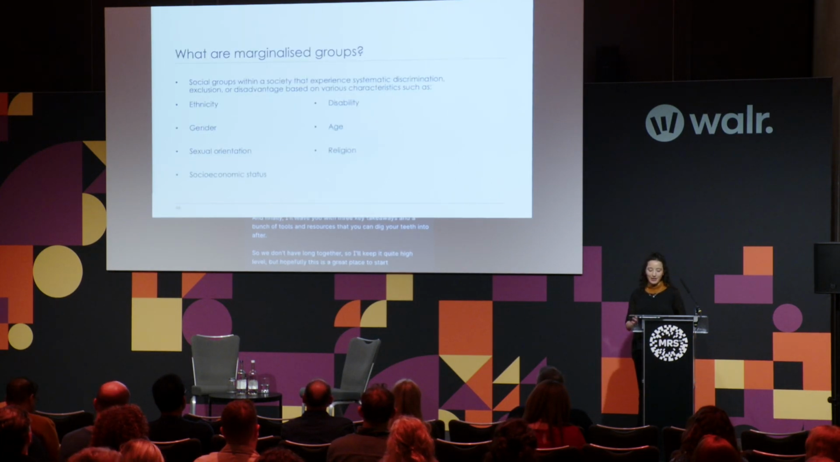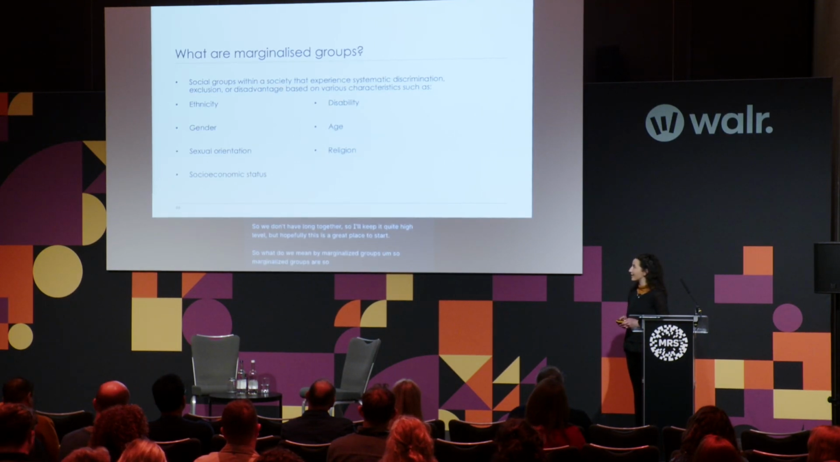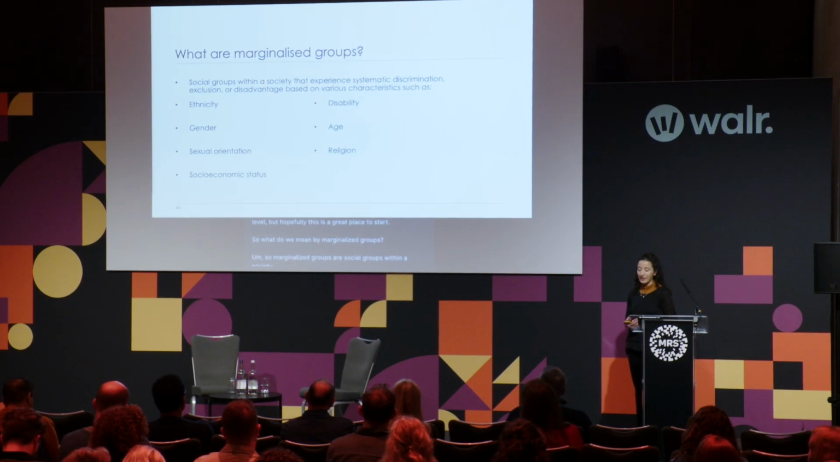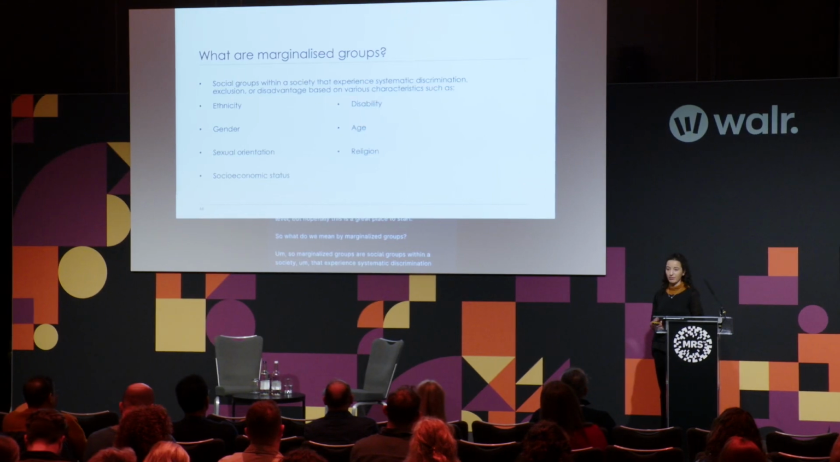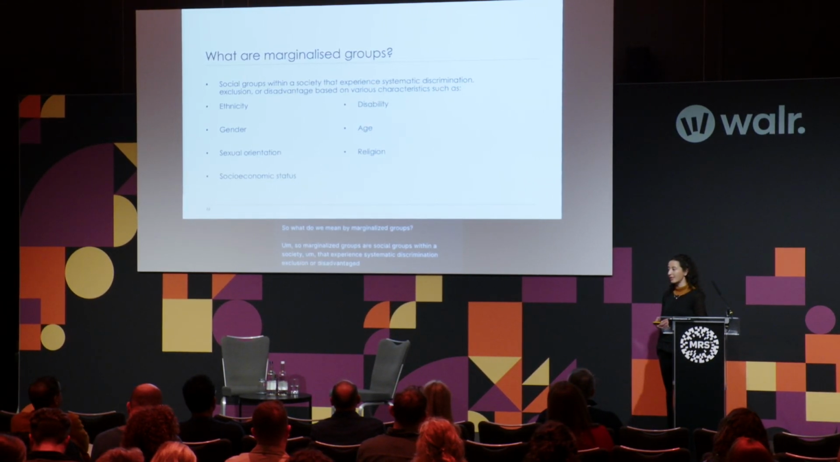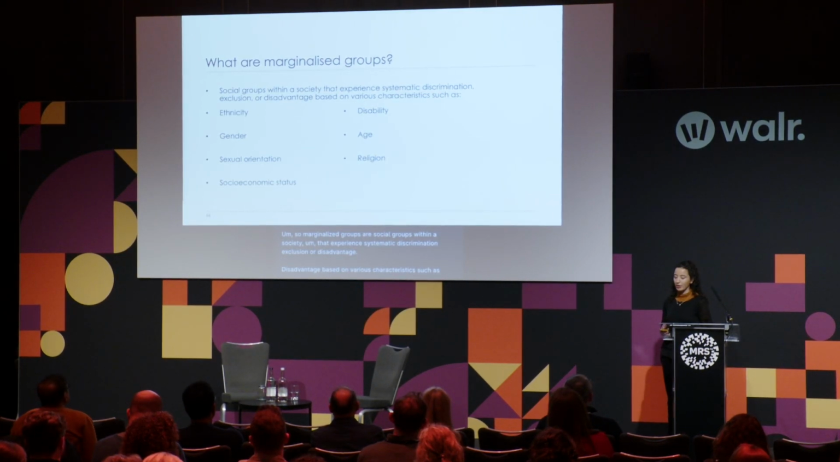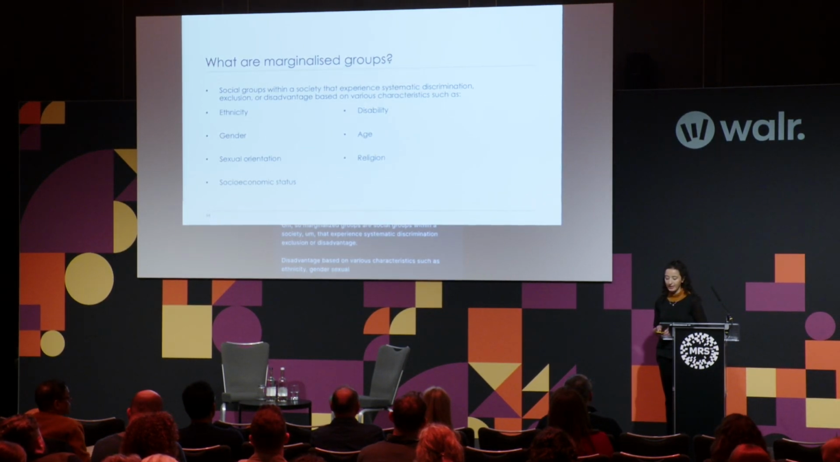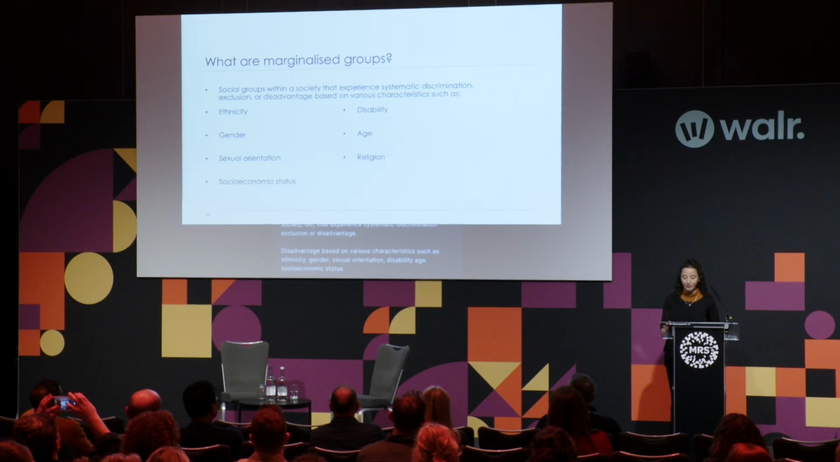So what do we mean by marginalised groups? Marginalised groups are social groups within a society that experience systematic discrimination, exclusion, or disadvantage based on various characteristics such as ethnicity, gender, sexual orientation, disability, age, socioeconomic status, and religion.